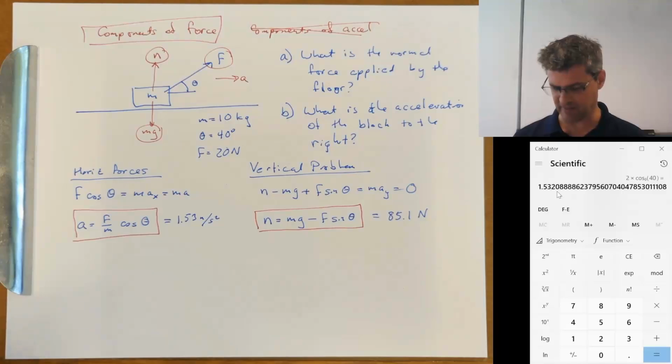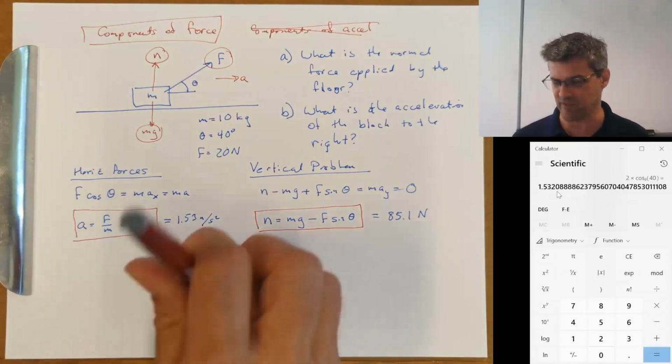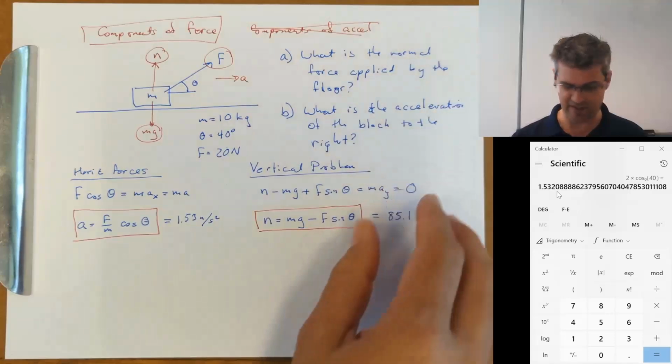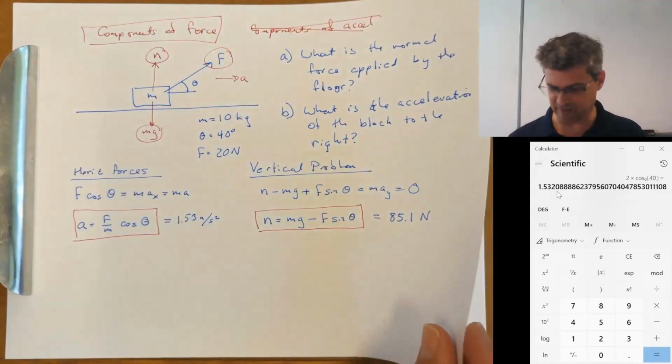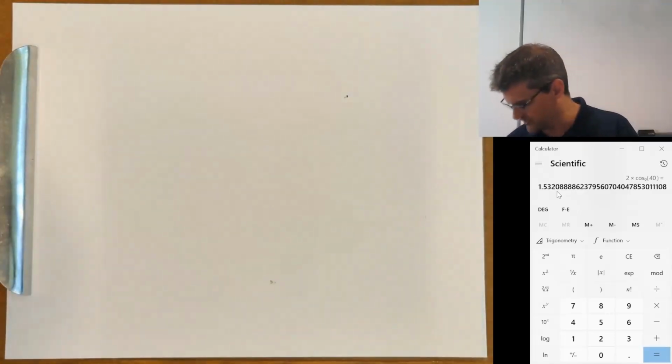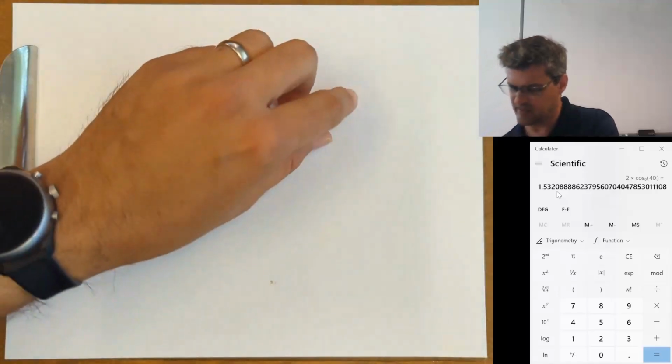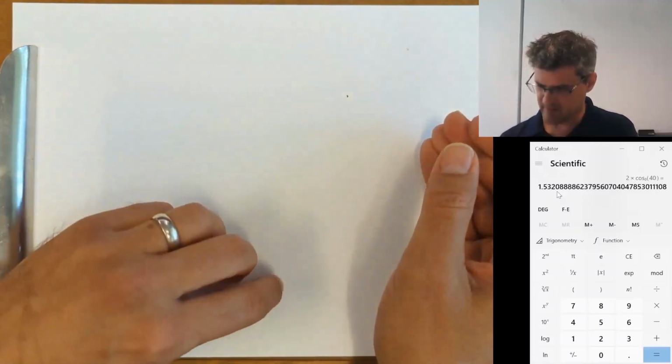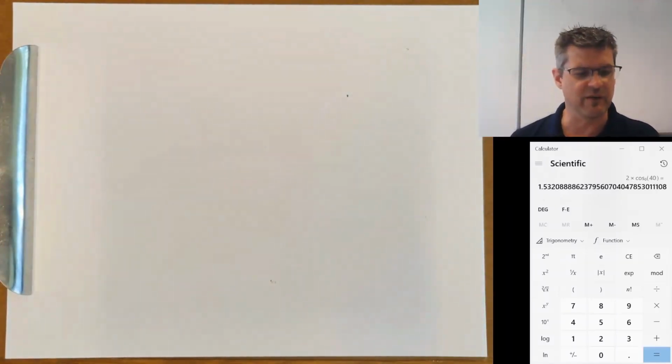So we can calculate accelerations, we can calculate normal forces. This is a problem that we could do for the simple case of two blocks. We could also look at the case of the problem that's shown here.